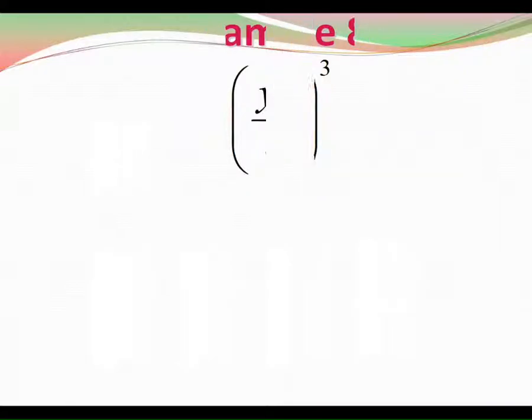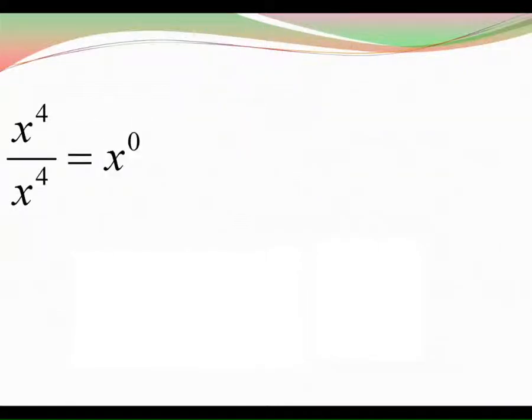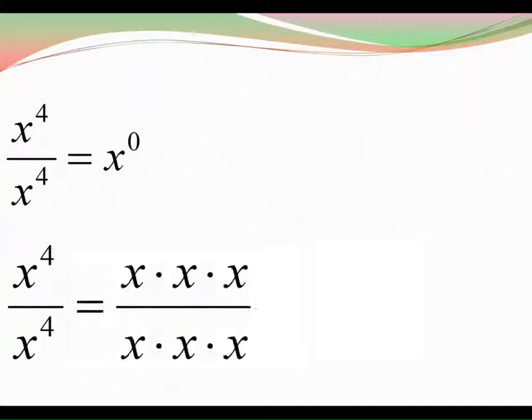All right. So, if we had a problem like this, following that rule, we would subtract 4 minus 4, and we would get x to the 0, right? But we know anything divided by itself, like x to the 4th divided by x to the 4th, or 10 divided by 10, or 5 divided by 5, or 100 divided by 100, is always what? 1. It's always 1, right? Because if I wrote this out longhand, x to the 4th, that's like x times x times x times x divided by the same thing. All of those divide out, and it equals 1.